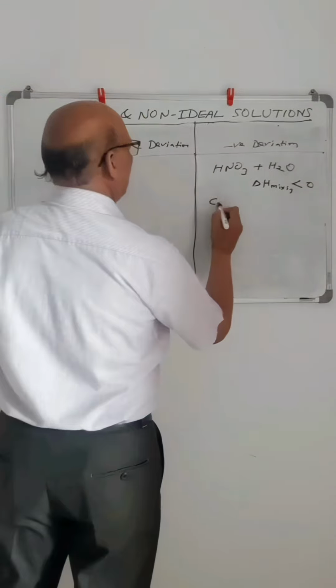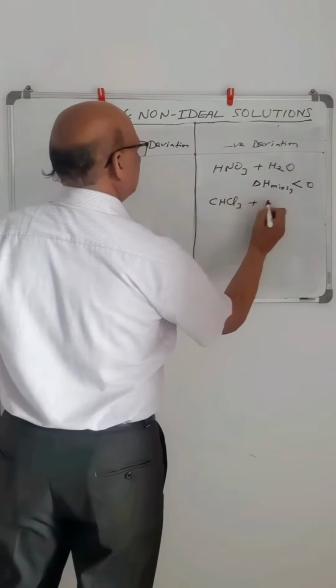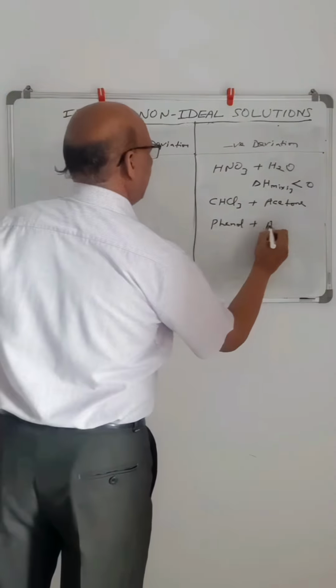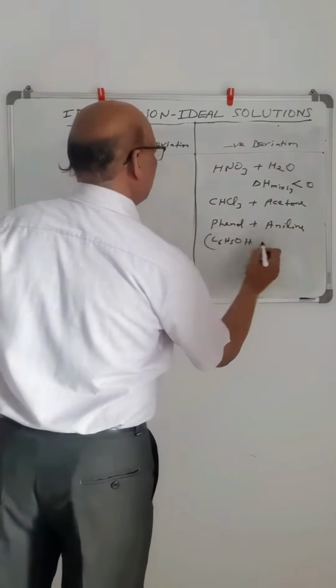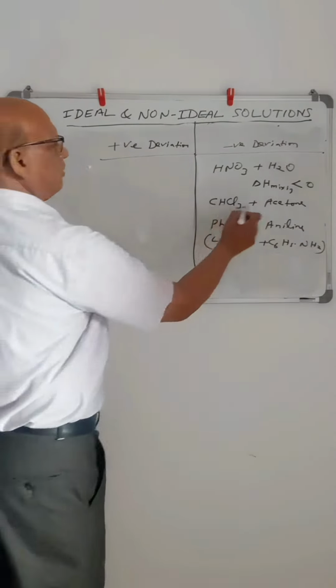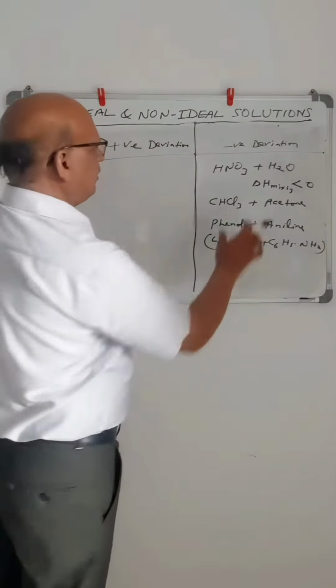Similarly, if I take, say, chloroform, that is CHCl3, plus acetone, that will show negative deviation. Then I take, say, phenol plus aniline. What is phenol? That is C6H5OH. What is aniline? C6H5NH2. So they will show negative deviation. Why is this chloroform plus acetone showing negative deviation? Because they will form hydrogen bonding.